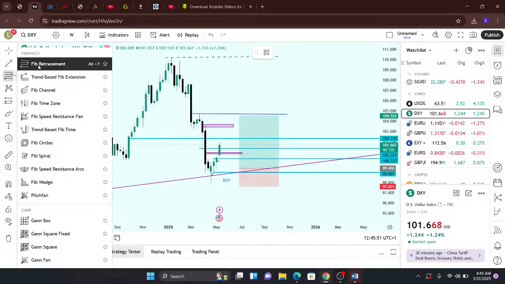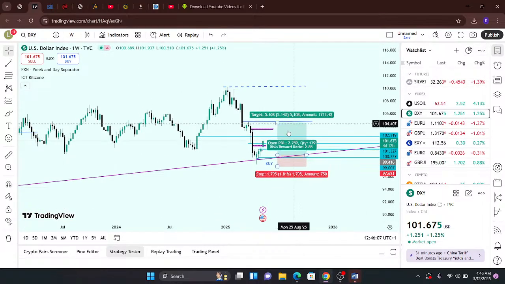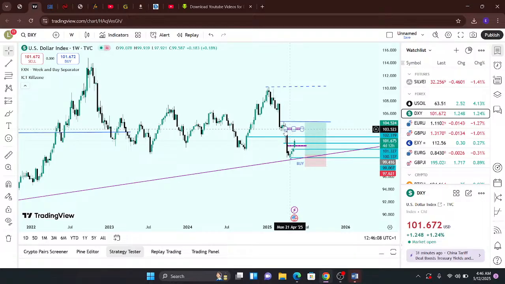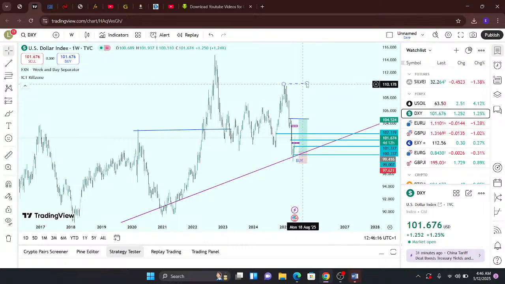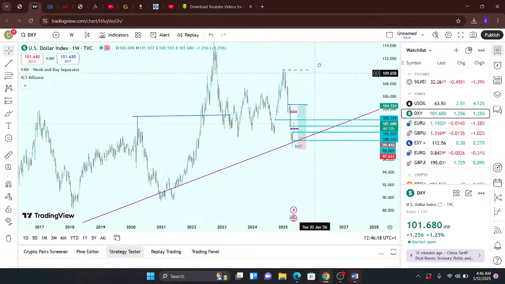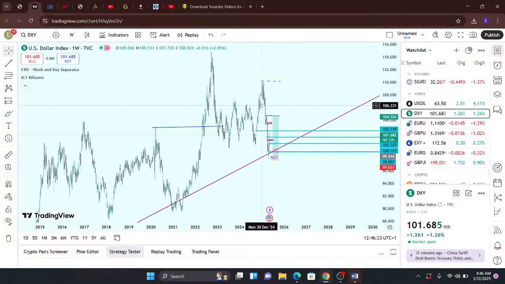When you go to your Fibonacci retracement, we want to know where we are coming from, where we are and where we're going. So first things first, let's look at the general market condition. What is the general market condition? When you zoom out a little bit, you see that it's a bullish market condition here on the dollar index. It's an uptrend, a bona fide uptrend.